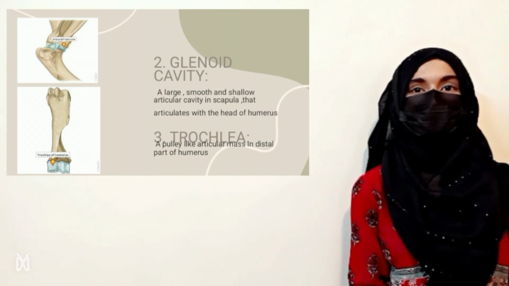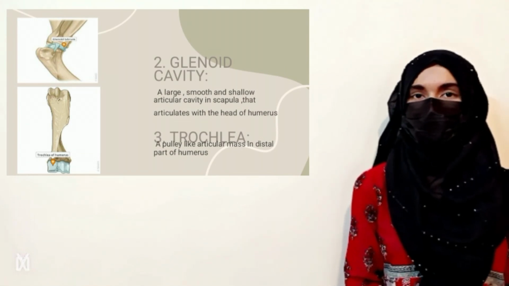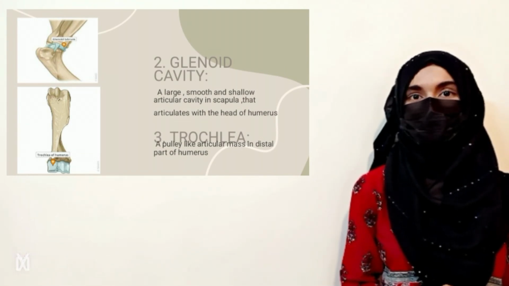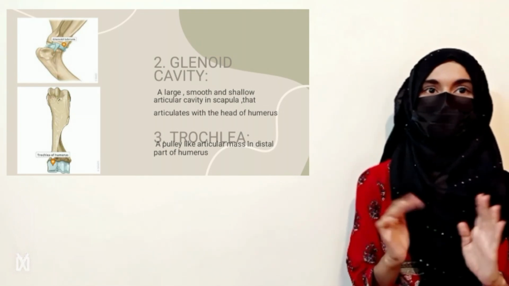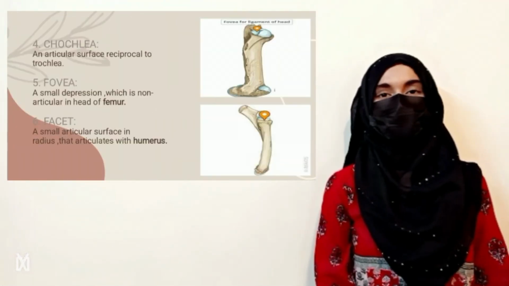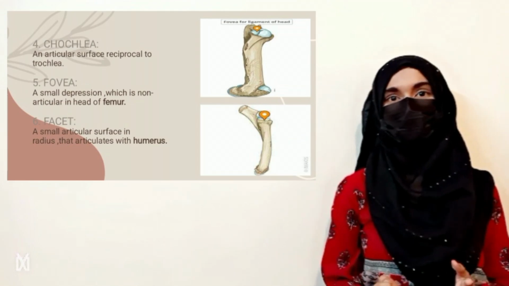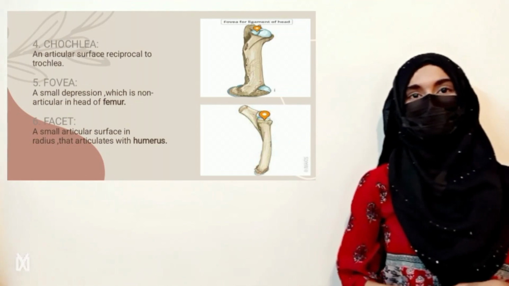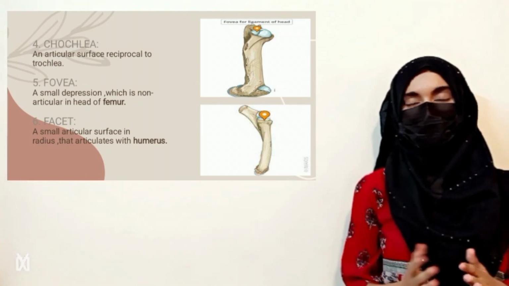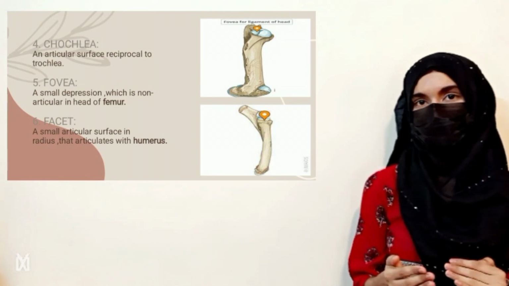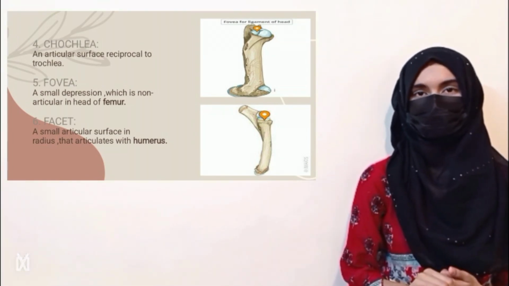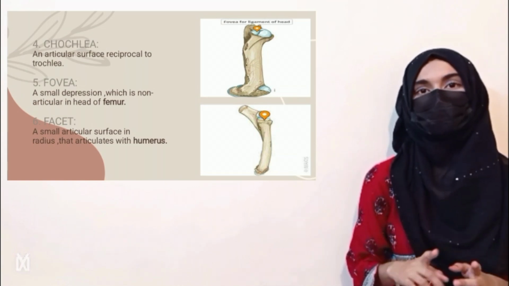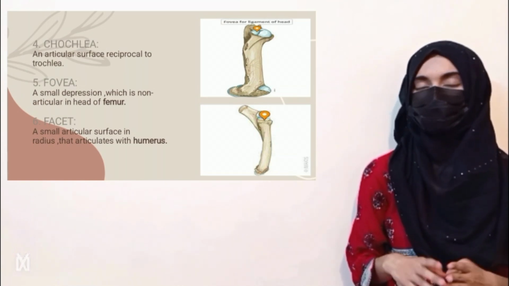The third example of bone markings is trochlea, a pulley-like articular mass in the distal part of the humerus. The fourth example is cochlea, an articular surface that is reciprocal to the trochlea. The fifth example is fovea, a small non-articular depression in the head of the femur.